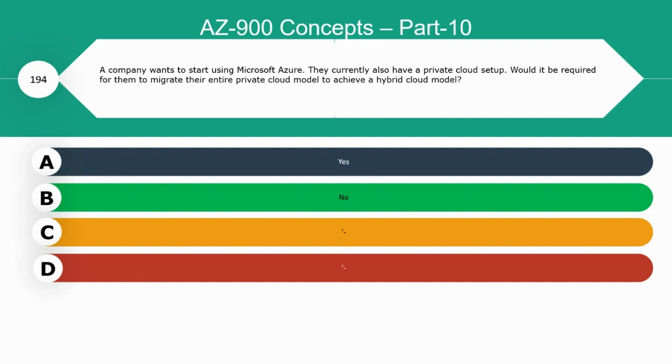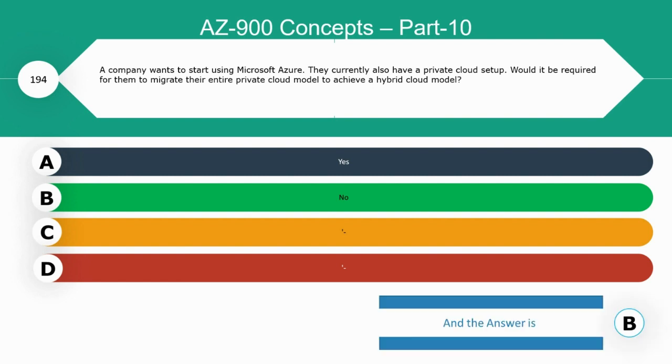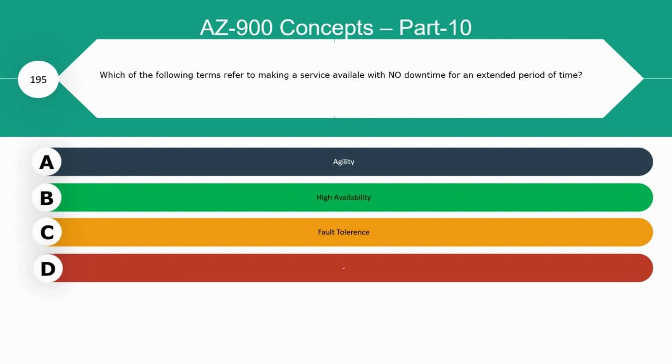The right answer for this question is option B. The reason is there is no need to migrate the resources from private cloud to public cloud, as long as the company policy does not change to only public cloud. Also refer to the keyword in the question: wants to start. This term means the company is still in the planning phase, and so the right answer for this question is option B, that is no.